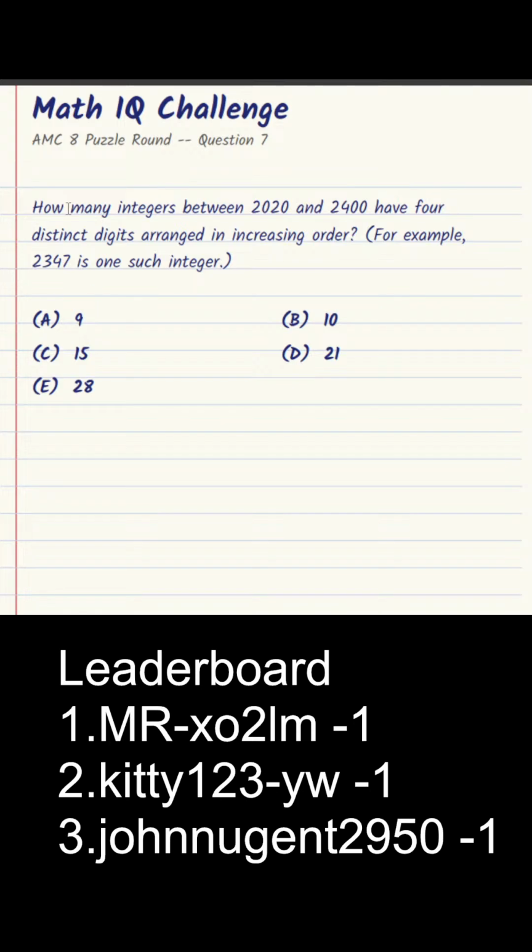So you have to find how many numbers can be there with this restriction, that the digits should be distinct and the order in which they are arranged should be increasing, and the numbers should be between 2020 and 2400. You can comment your answers in the chat.